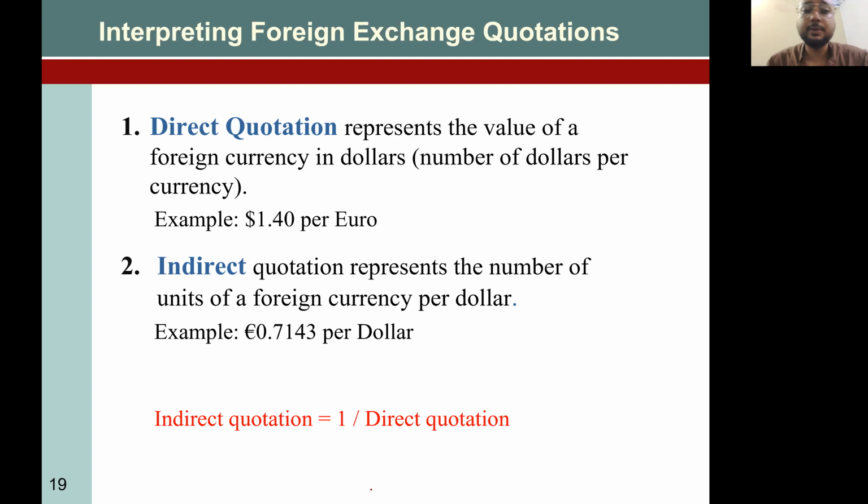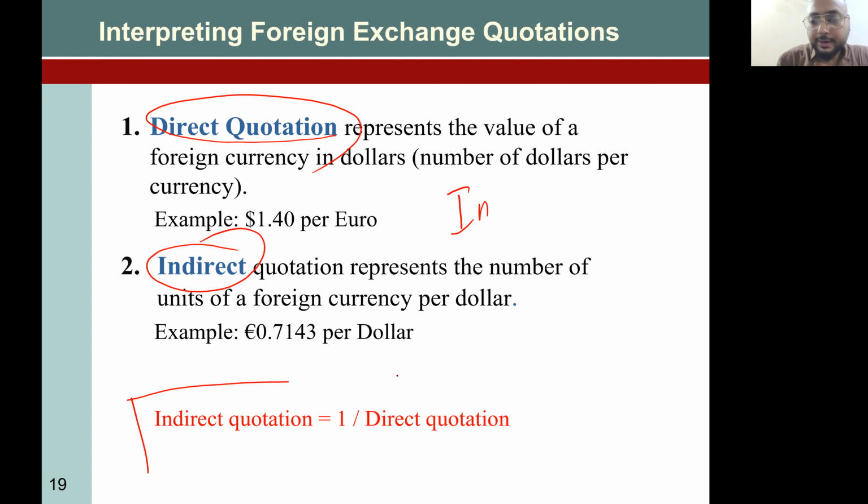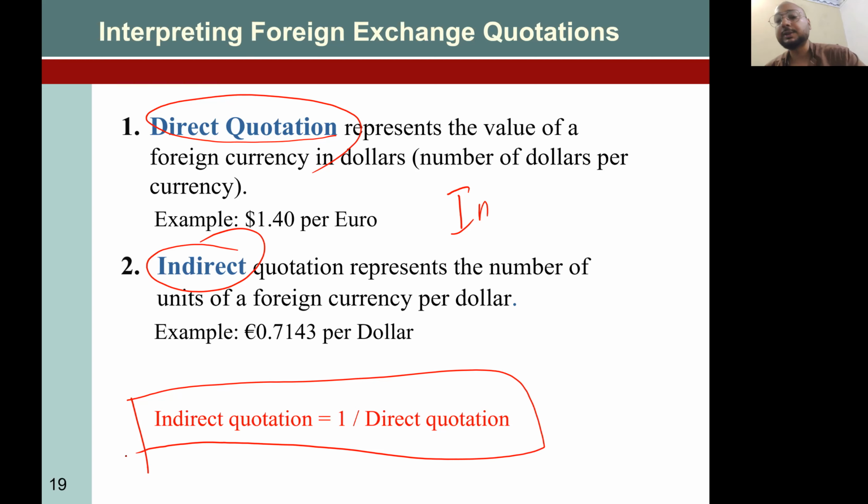There is a relationship between direct quotation and indirect quotation. We can convert direct quotation into indirect and indirect into direct. How? Indirect quotation is equal to 1 by direct quotation, or direct quotation is equal to 1 by indirect quotation. So there is an inverse relationship between indirect and direct. Let me write IN, indirect and direct. So indirect is equal to 1 by direct.